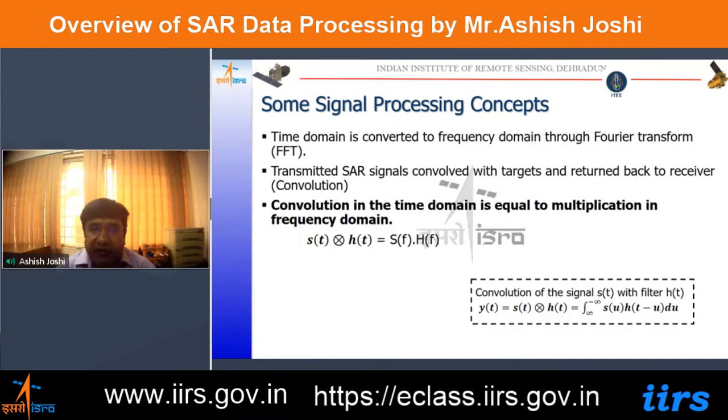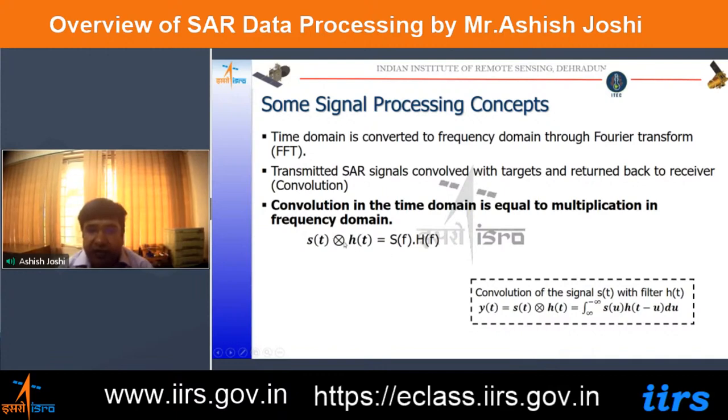So there are some signal processing concepts. The first concept is that the time domain is converted to the frequency domain through the Fourier transform. So we have to do the fast Fourier transform, or we can take the FFT of the image, to transform from the time domain to the frequency domain. So why do we have to work in the frequency domain? Because the convolution in the time domain is equal to the multiplication in the frequency domain.